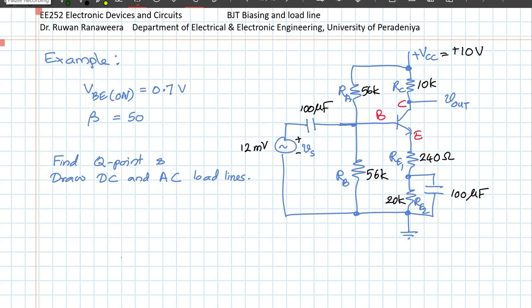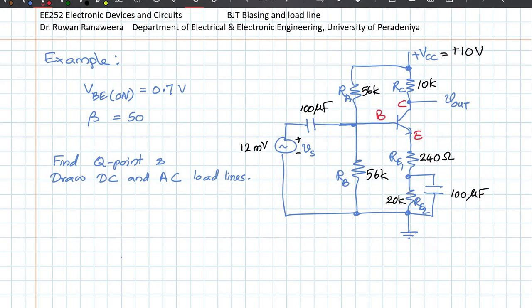Okay, let's look at an example now about how to do biasing and how to find the Q point and also the DC load line. In this example, you see a circuit very similar to what you had earlier, except that in this one you have a slightly more complicated emitter circuit right here. We'll see why. But for the time being, it's pretty much the same thing.